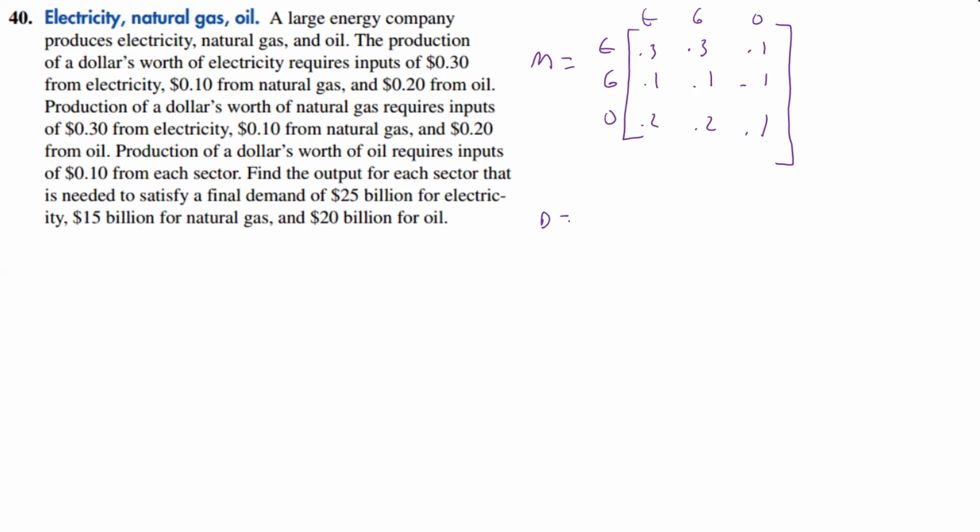Now D, our final demand, is going to be 25, 15, and 20, and that's billions of dollars from electricity, natural gas, and oil. And so what we need to find is what is X? Okay, well, let's go over and plug all that in.